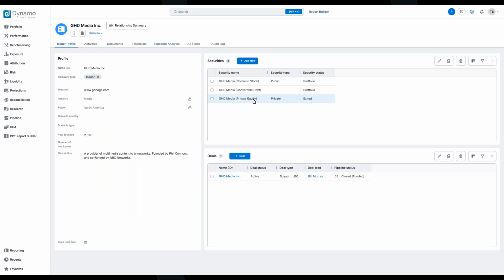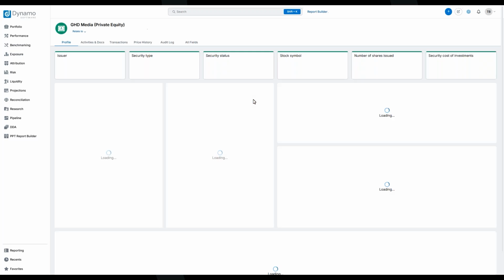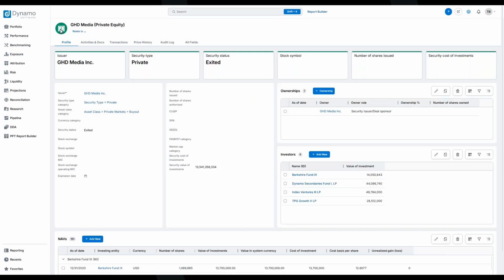From here, I want to go to a particular security. So in this case, I was wondering about GHD Media. I can double click on this and it brings me to the entity for a security. I first land on the profile page where I've got all kinds of metadata that HoldingsInsight has provided.